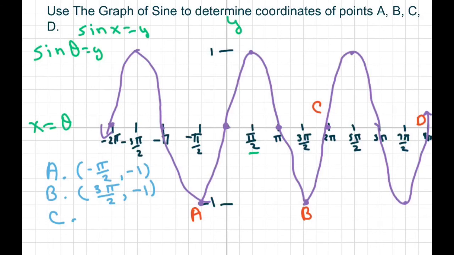For C, we have our angle at 2 pi, and our y is 0. And at D, we have our angle at 4 pi, comma, 0.